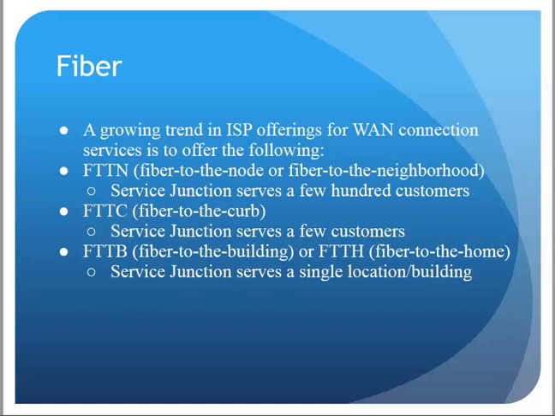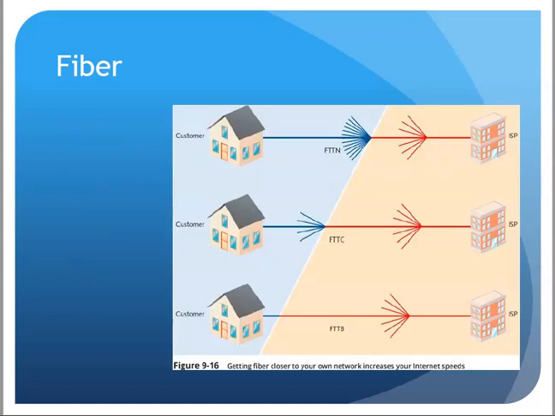A lot of ISPs are offering WAN connections that are fiber-based. And you might see a couple different variations of terminologies here. Fiber to the neighborhood, fiber to the curb, or fiber to the building, or fiber to the house or the home. These all really just define how far that connection goes out. So fiber to a neighborhood is describing just that. It's getting connection out to a neighborhood. Then you might be using some other copper connection to connect to the house.